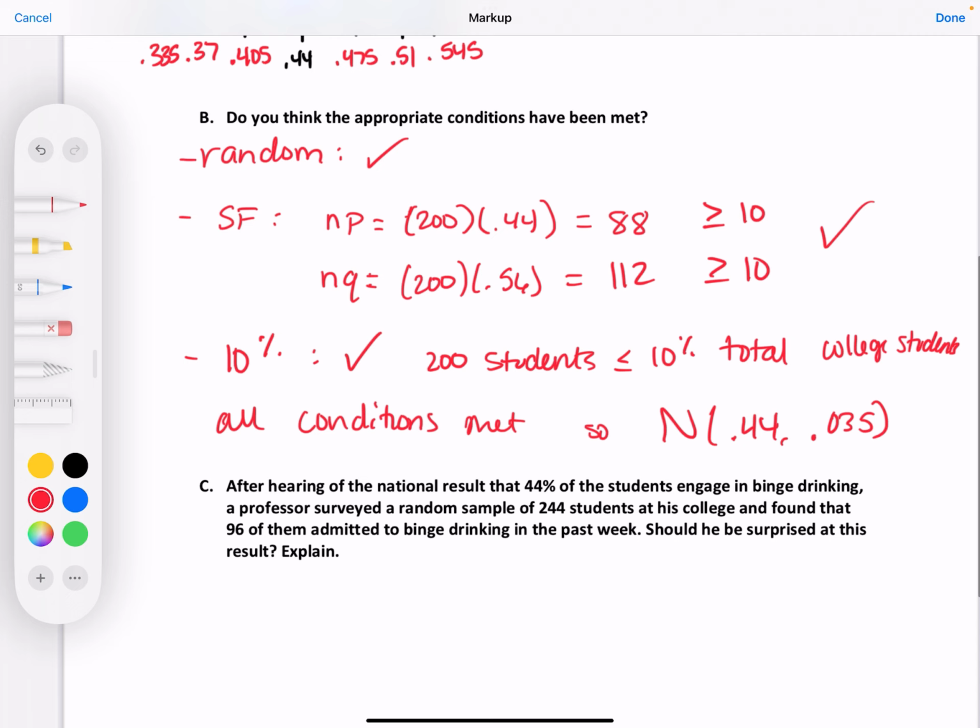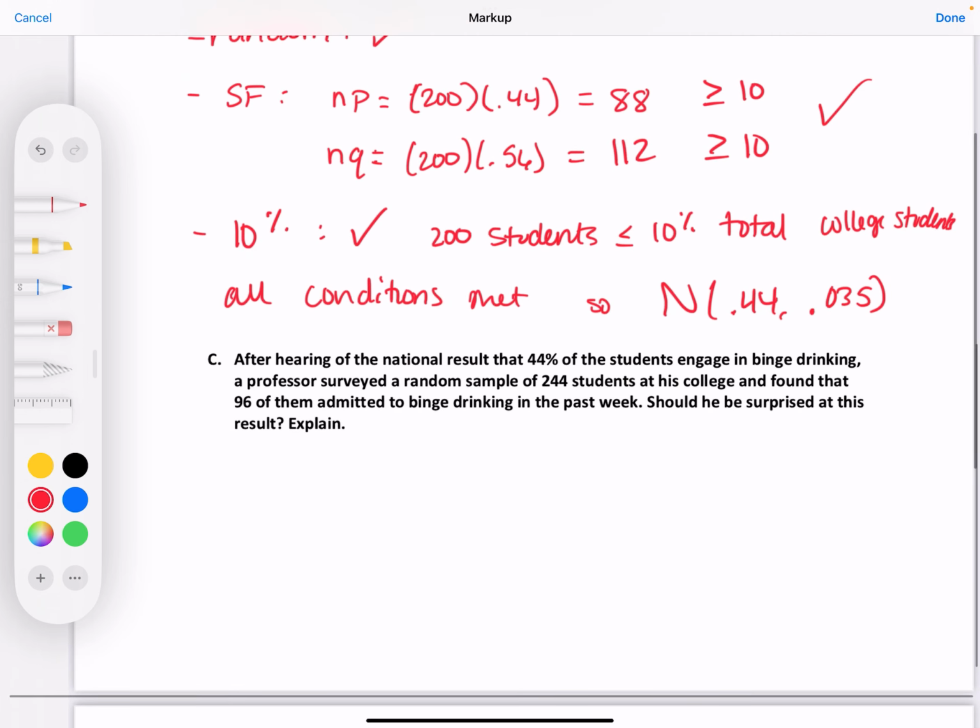So we already know the mean, but our standard deviation is going to be different because the number of students that we're sampling is different. So yes. All right. So we already said basically the conditions were met, but since we did change, the conditions are still met, so we're good.